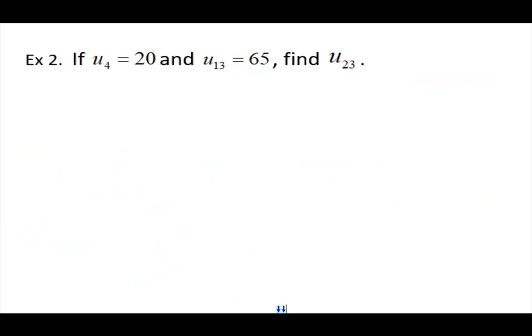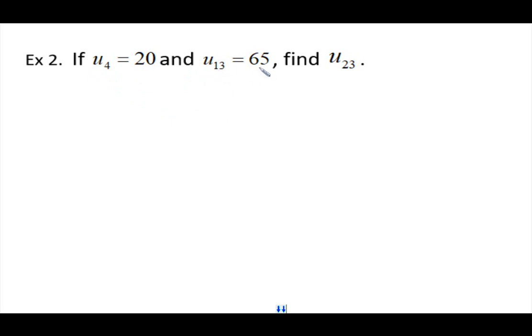All right, so let's take a look at some slightly harder problems. So example 2 here, right? They tell us the fourth term, u sub 4, that means the fourth term of some sequence. We don't have the sequence. All they're telling us is the fourth term is 20. They're telling us the 13th term is 65.